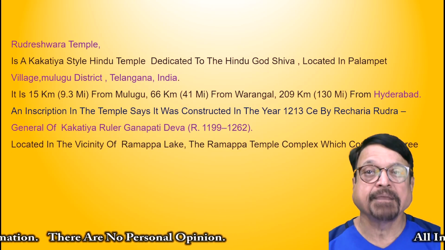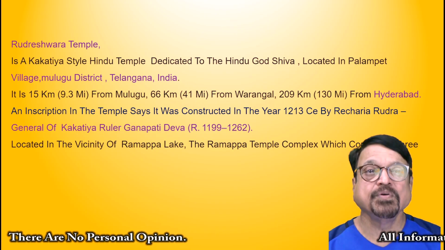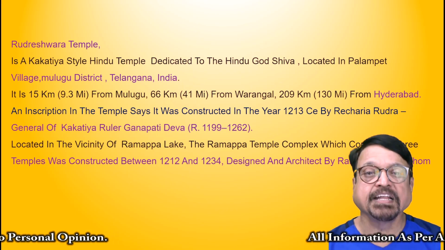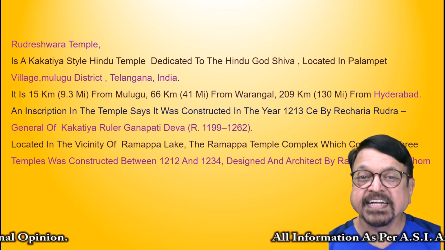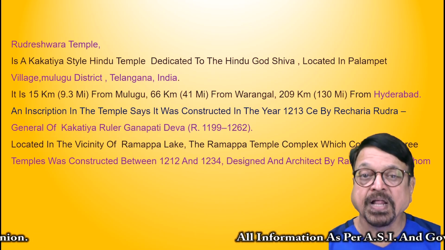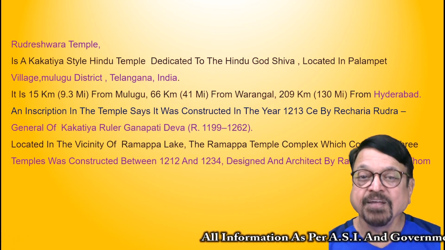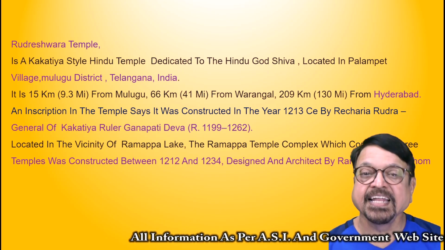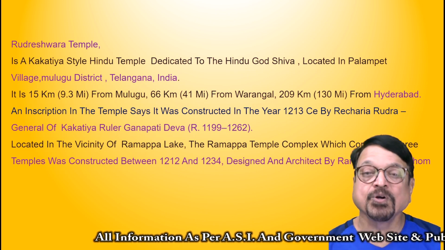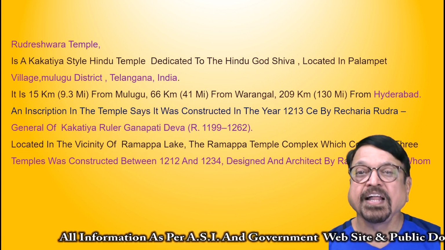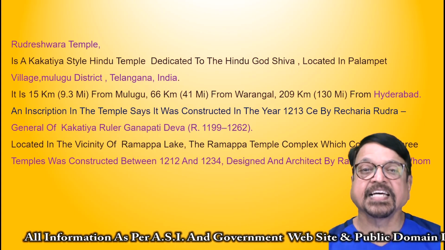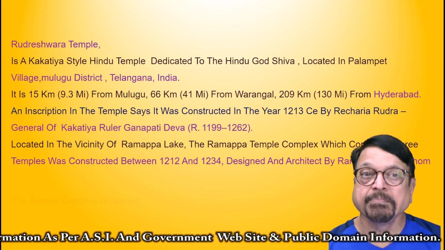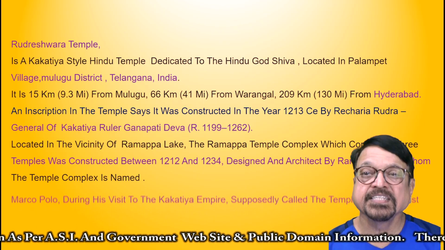Located in the vicinity of Ramappa Lake, the Ramappa temple complex consists of three temples, and they were constructed between 1212 and 1234. So please note, they were constructed after the Hoysala, that is after Belur and Halebidu, because a lot of engineering style we are going to see here is like the Hoysalas. So what we feel is that the styles were taken from the Hoysalas by these people because they are later temples. They are 1212 or 1213 versus the Hoysalas, who are around 1100 to 1200. Now they were designed by Ramappa, after whom the temple complex is named.